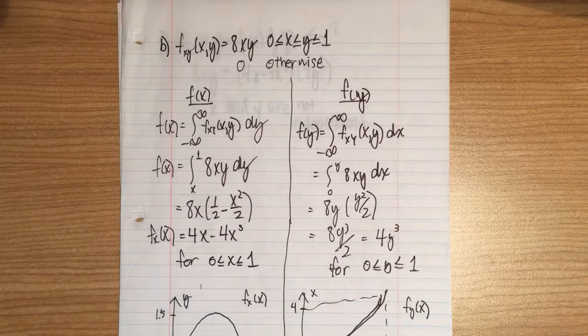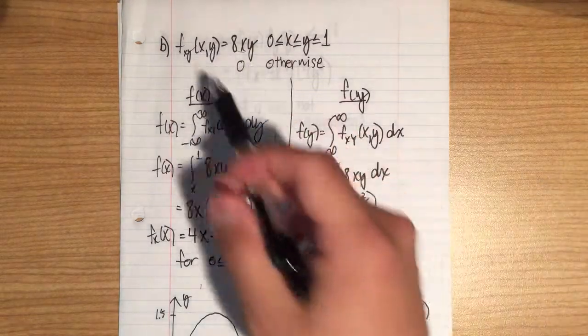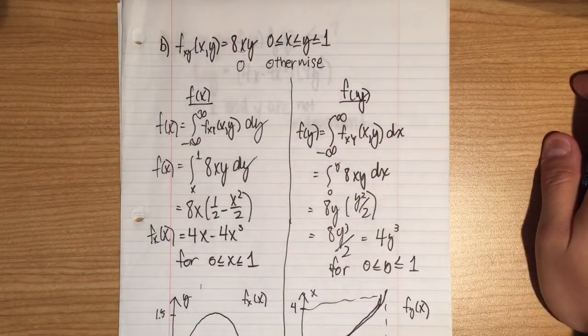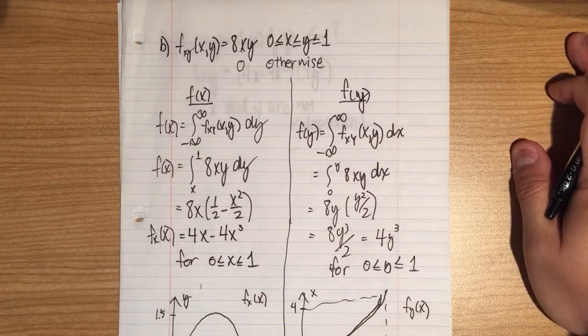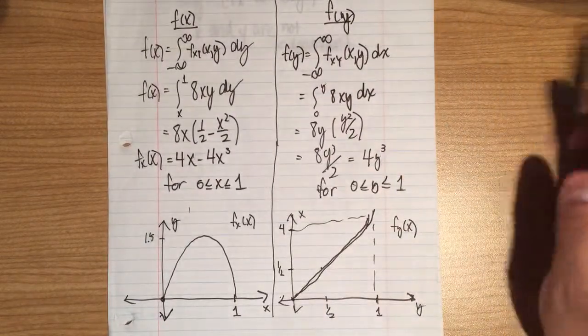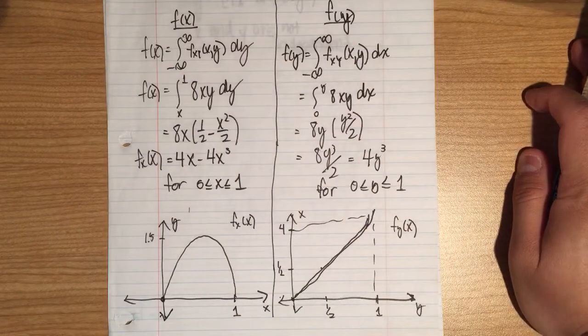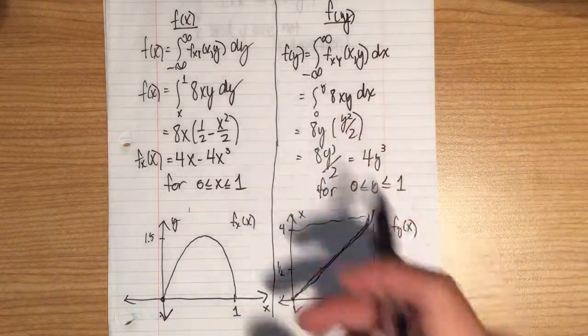Okay, so the second part, b, is asking us to find the marginal density functions f of x and f of y. I rewrote it, f of x comma y equals 8xy, as we found in the last equation. This is always really important, 0 otherwise. So I kind of cut it down the middle to show you what happens. To find the marginal density function of x, you take the integral with respect to the other variable. Same thing with f of y.